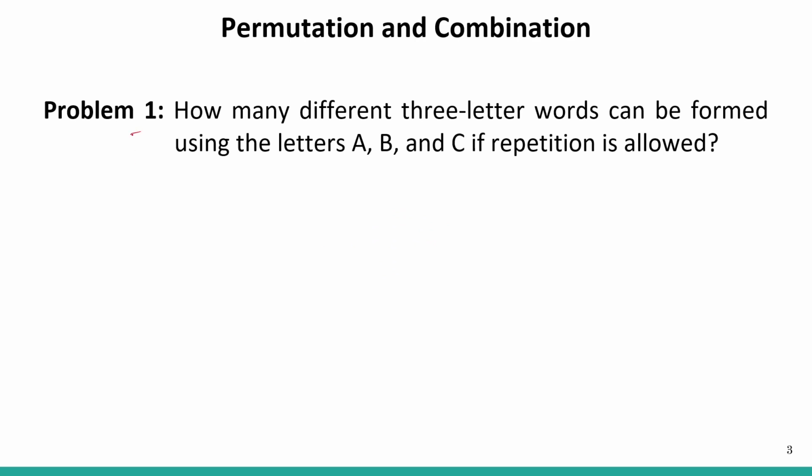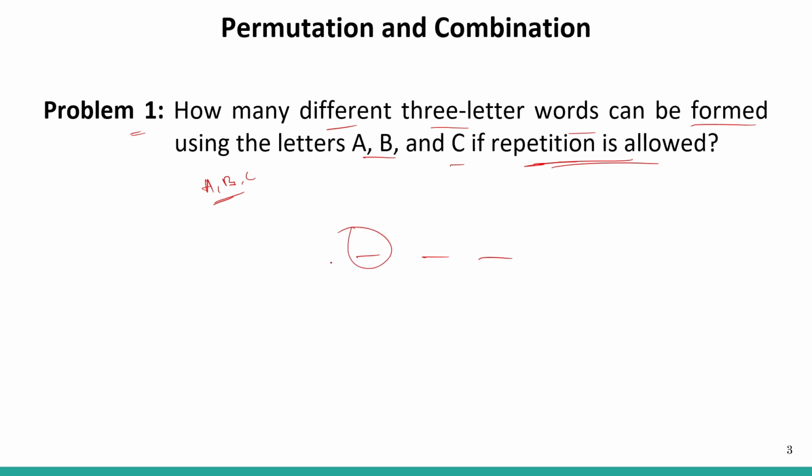Problem number 1. How many different 3-letter words can be formed using the letters A, B and C if repetition is allowed? We have 3 options in the pool, A, B and C, from which we can choose the letters, and we want to make a word consisting of 3 letters. In the word there are positions, 1, 2 and 3. Repetition is allowed here.